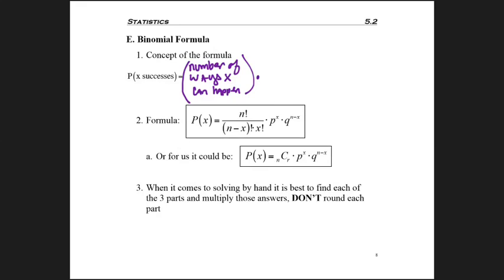So, there's three questions on a test. How many different ways could only one of them be right? Three ways. It could have been the first, the second, or the third. So that's part of the formula.